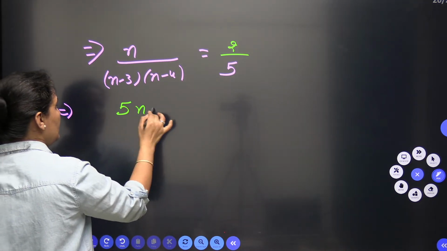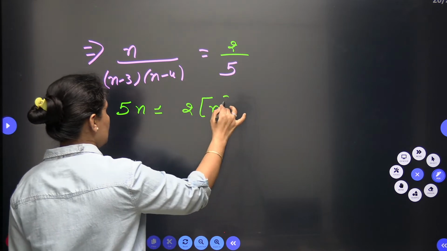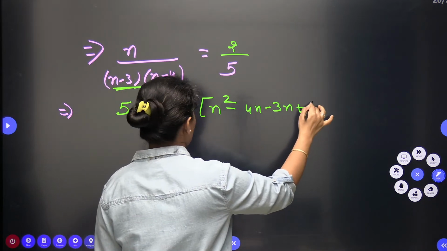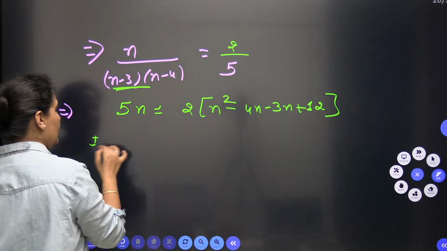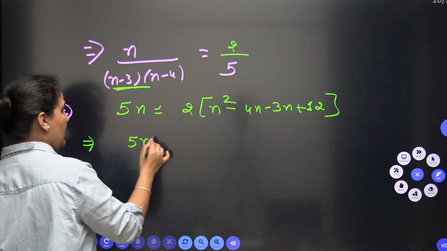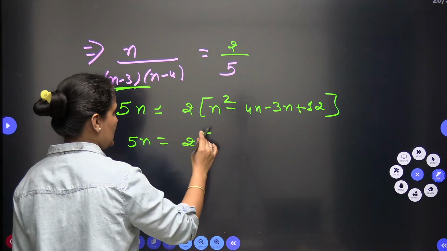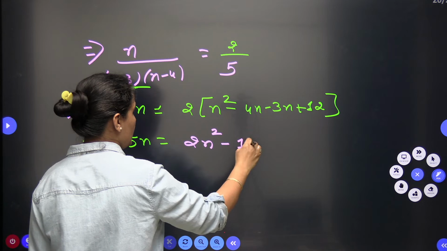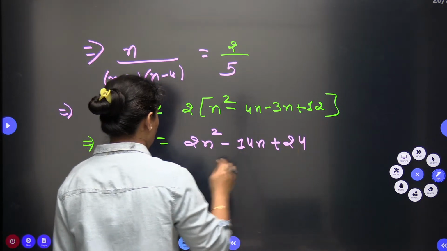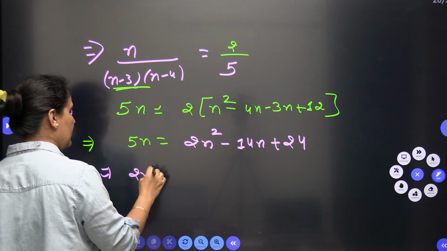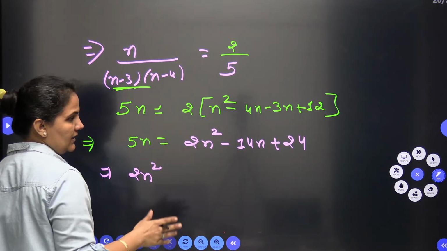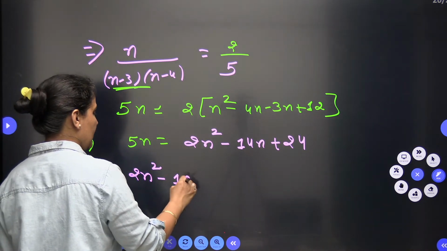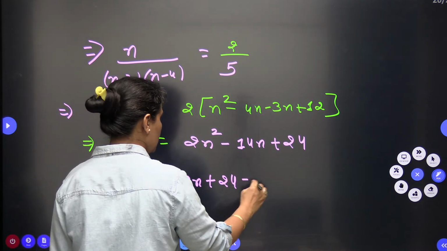So it will be 5n equals 2 into n square, when I open, minus 4n minus 3n plus 12. Okay, and here when you solve this one now, this is 5n, 2n square minus 7n. So I am opening directly 2n square minus 7 twos are 14n plus 24. And when you open this one, it will become a quadratic equation. 14 we are having, so minus 14 and minus 5, so it will be minus 19n plus 24 is equal to 0.